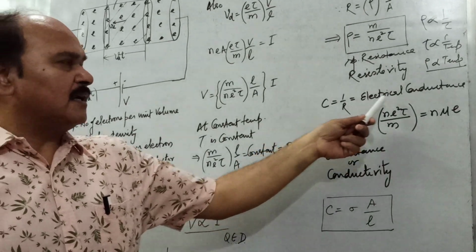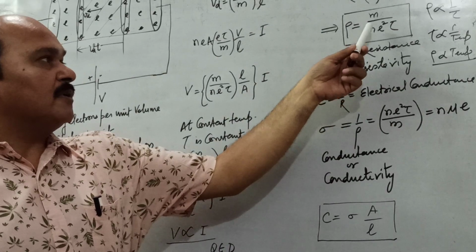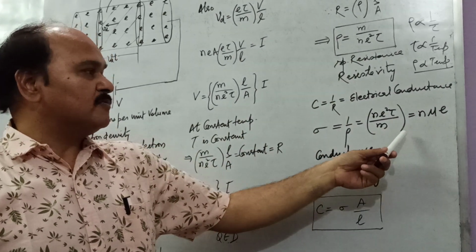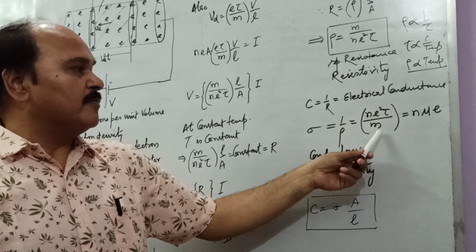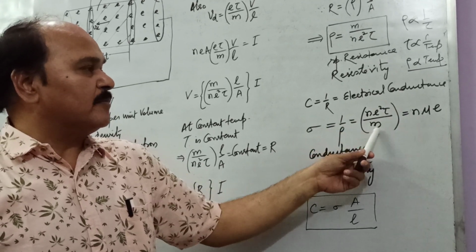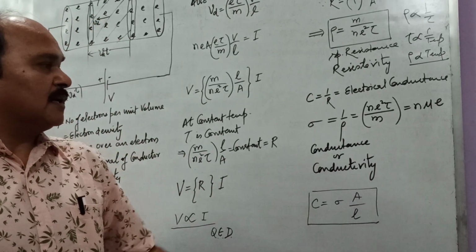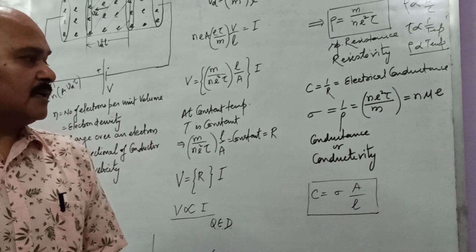The reciprocal of resistance is conductance, or the reciprocal of resistivity is conductivity. You can write down the expression for conductivity also, which is n e square tau upon m. n e tau by m is written as mu. So n mu e is the formula for conductivity or specific conductance.